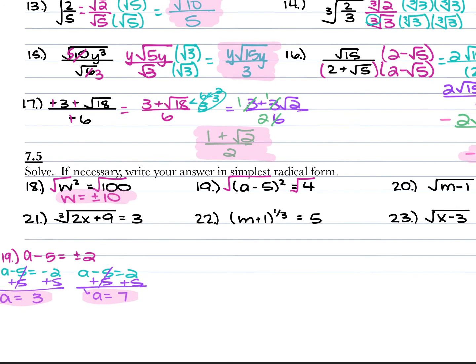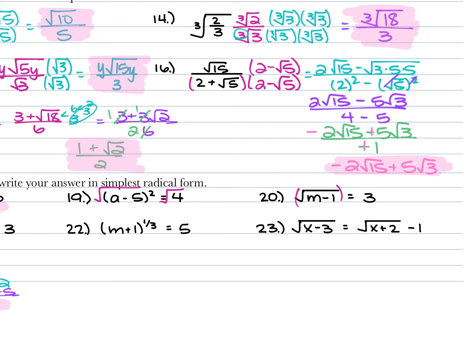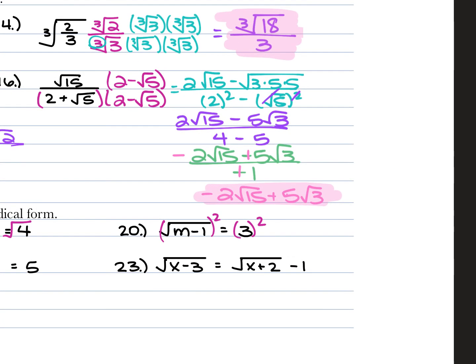For number 20, you have the square root of m minus 1 is equal to 3. So we're going to take this, square both sides. So this gives us m minus 1 is equal to 9. You move your 1 over, add it to both sides, and you get that m is equal to 10.